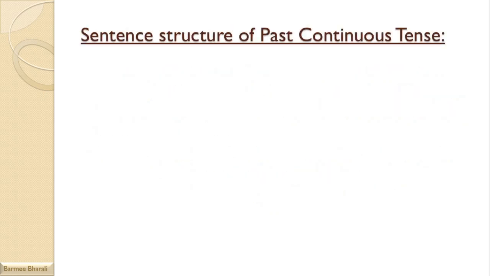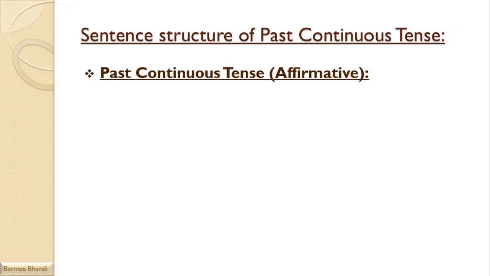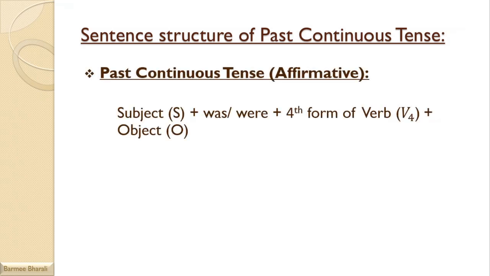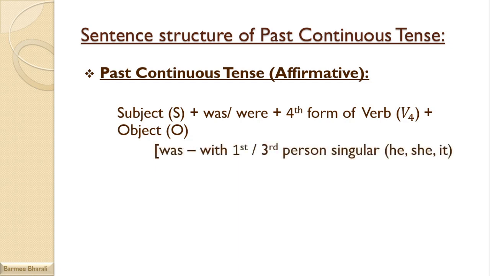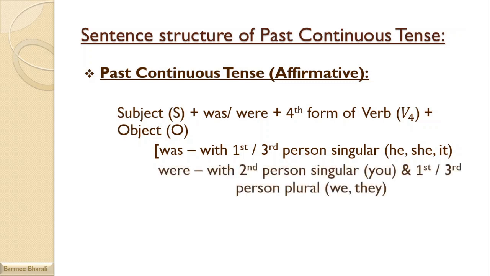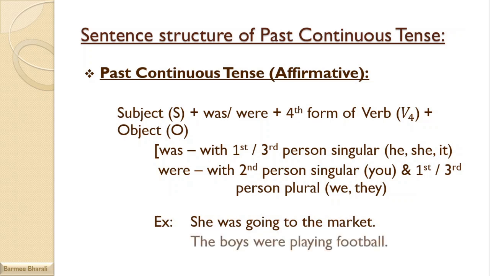Sentence structure of past continuous tense. Past continuous tense affirmative, subject plus was or were plus fourth form of verb plus object. We use was with first and third person singular, I, he, she, it, and were with second person singular you and first and third person plural we, they. For example, she was going to the market. The boys were playing football.